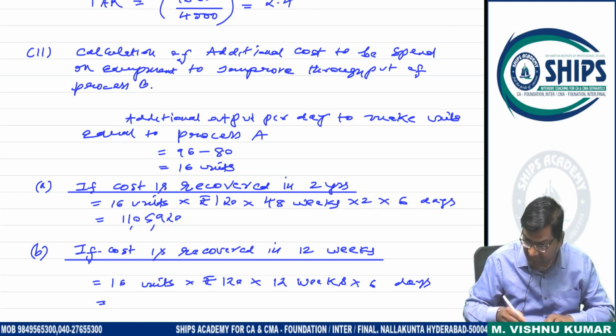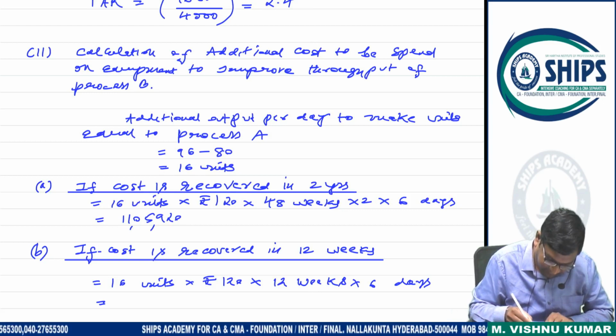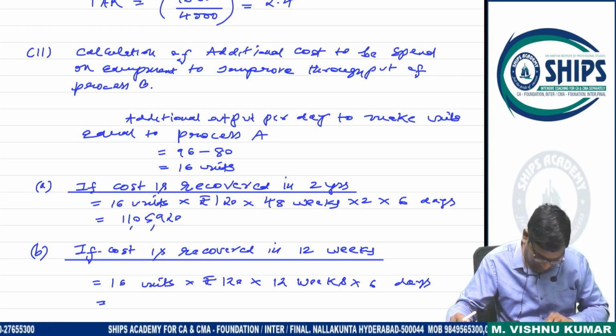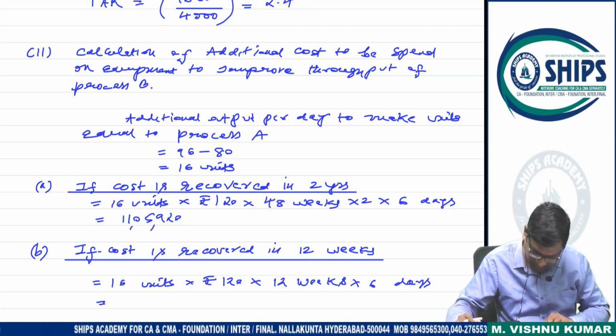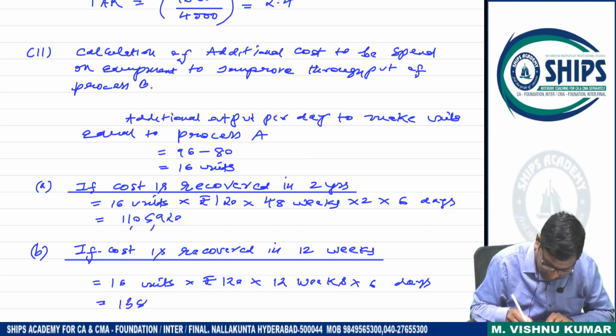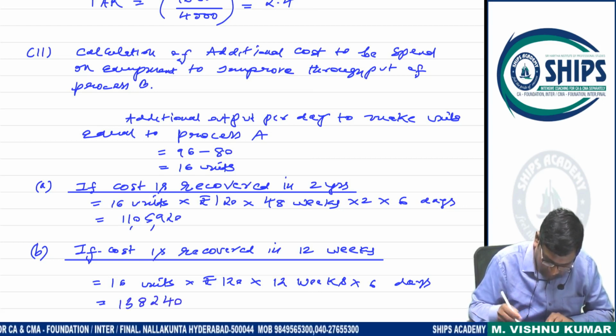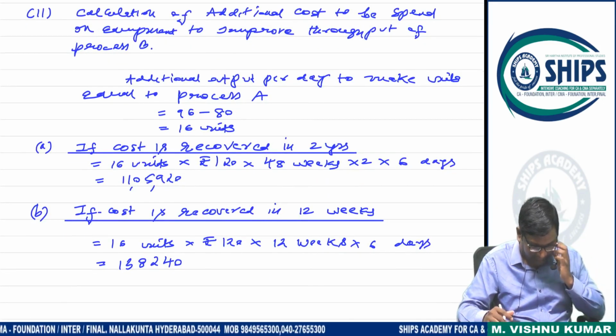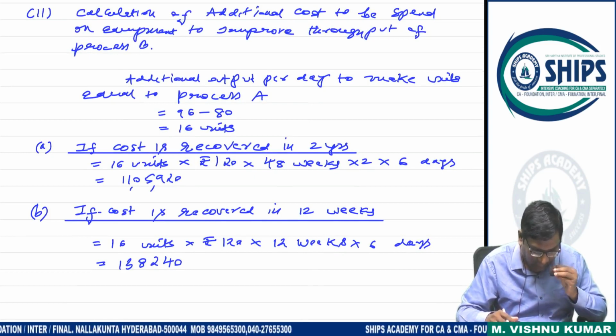Okay, so this is 138 to 40 something coming. Again I will check: 16 into 120 into 12 into 6 is 138 to 40. This is the B point, if the cost is recovered in 12 weeks.